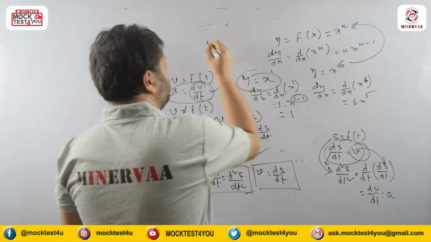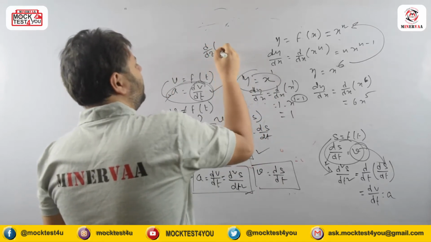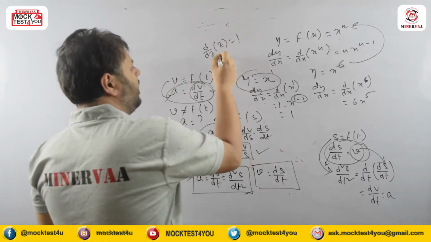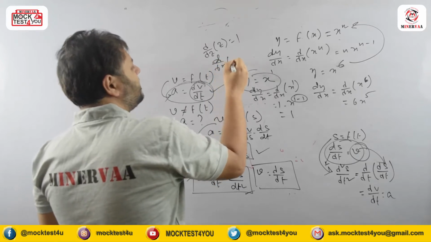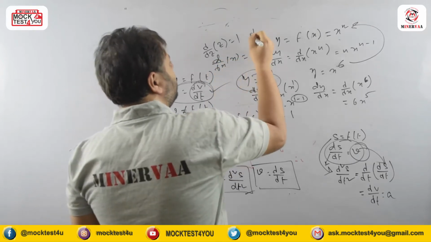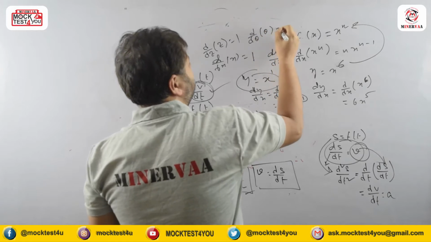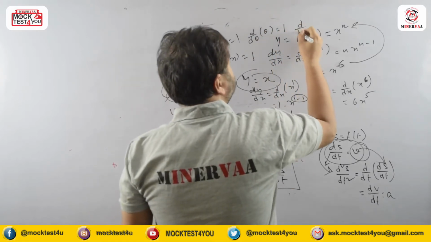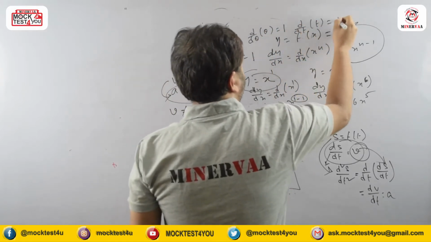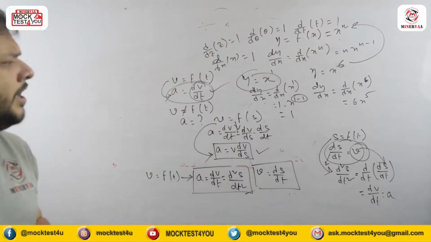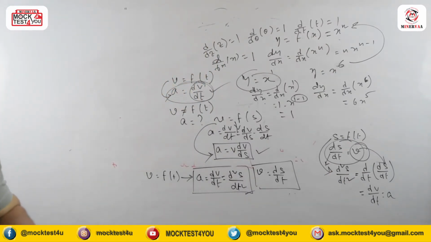So always remember, if I have variables like this, d/dz of z equals 1, d/dx of x equals 1, d/d theta of theta equals 1, d/dt of t equals 1. When you are differentiating a variable with respect to the same variable, your differentiation result is always 1.